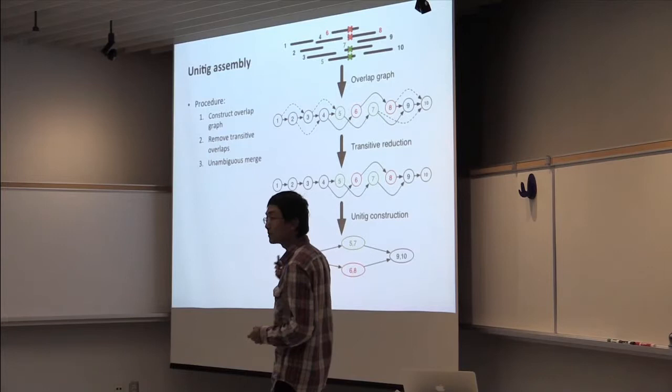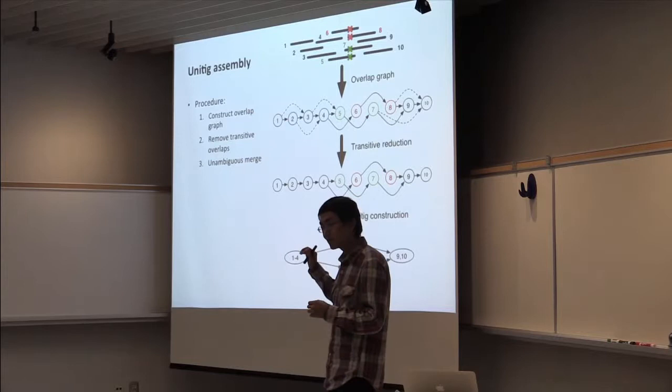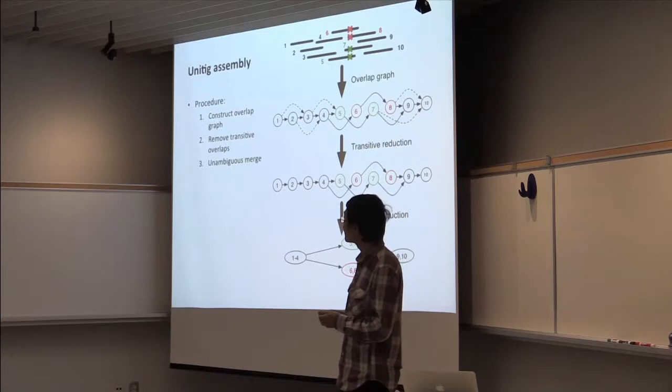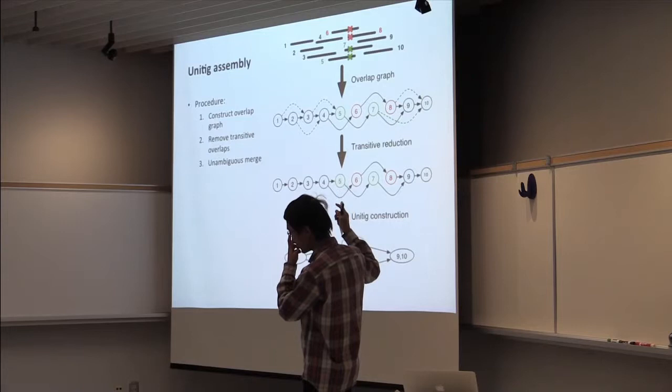We start from the assembly. I'm showing the overlap assembly. Probably most people know more about the de Bruijn graph assembly. I'm going to show you the overlap assembly, and I will briefly explain why I use this instead of the more popular de Bruijn graph.